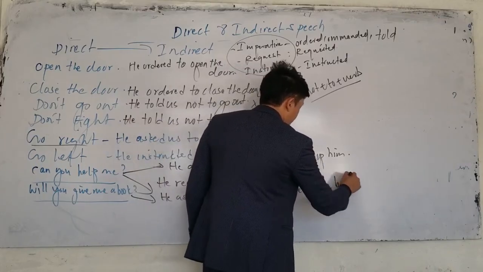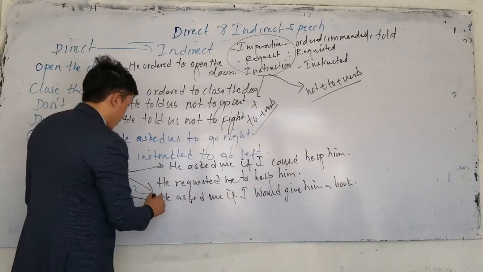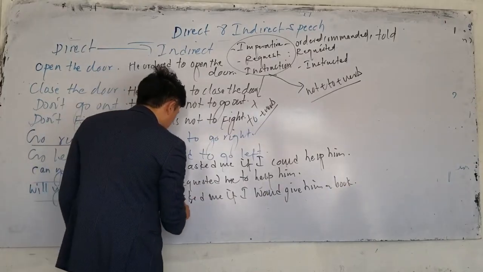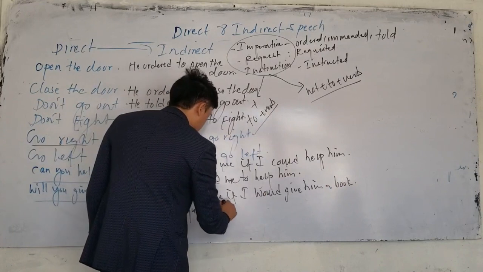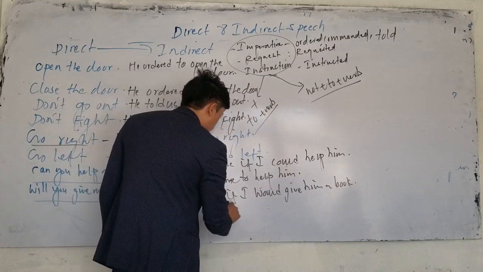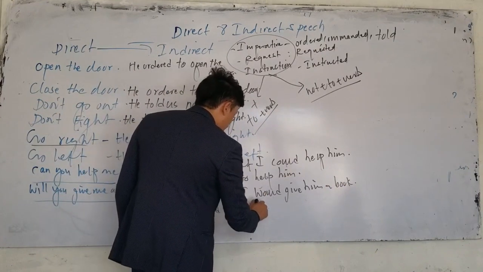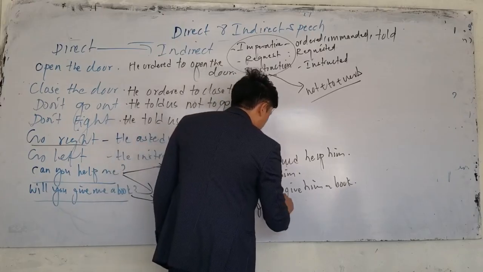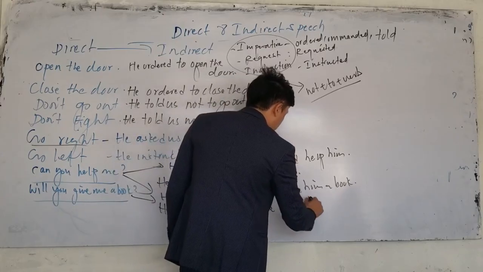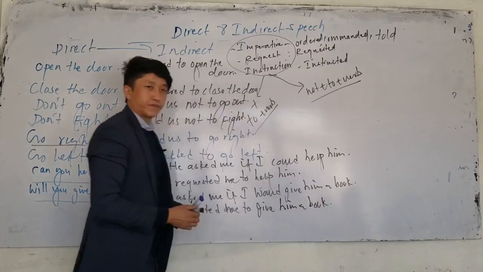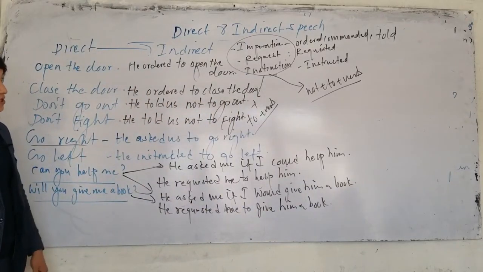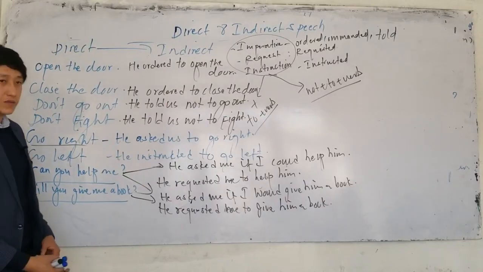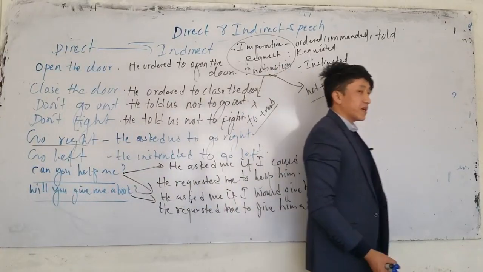Or another way. What's another way? I can also say he requested me to what? To give him a book. He requested me to give him what? A book. Now this is the way that we can change a direct speech into what? Into indirect speech.